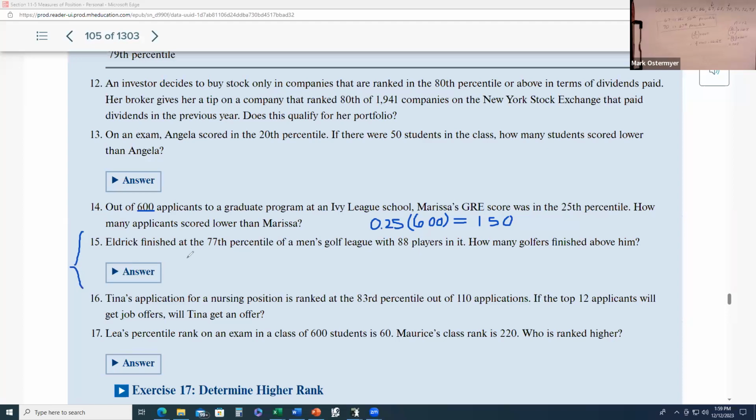Eldrick finished at the 77th percentile of a men's golf league with 88 players in it. How many golfers finished above him? Careful, how many golfers finished above him? Go ahead and do that for classwork 2.